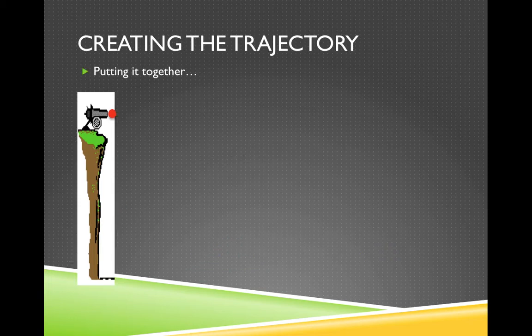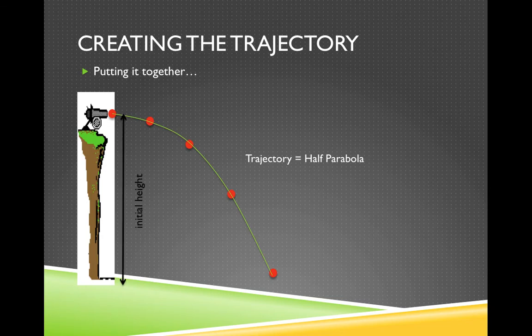When we put both the horizontal motion and the vertical motion together, we see that the cannonball, or the projectile, undergoes a trajectory that looks like a half parabola. We can label certain parts like the initial height or the maximum height. And we can also label the horizontal distance from the base of the cliff, or how far the projectile goes from its starting point, which is called the range.